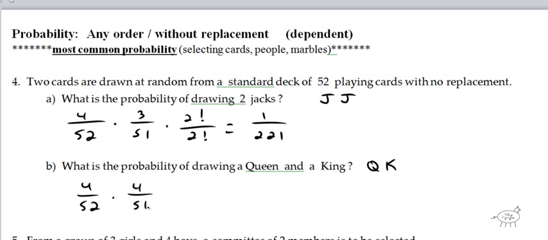The one before it, A, it was 2 jacks, so I have 1 less jack each time. This one I still have 4 kings. So it's times 4 out of 51 times 2 factorial, because 2 letters, and 1, because there's no repeats. And I get 8 over 663.